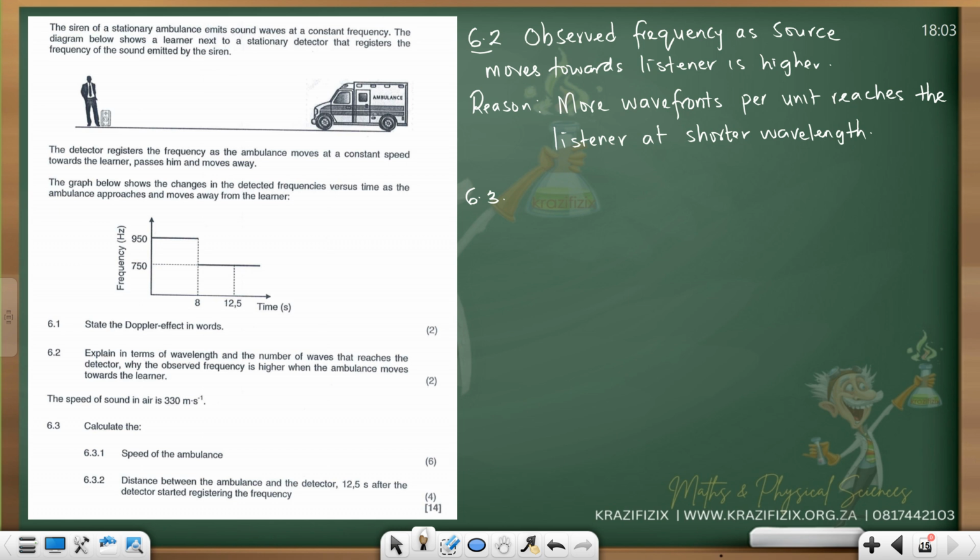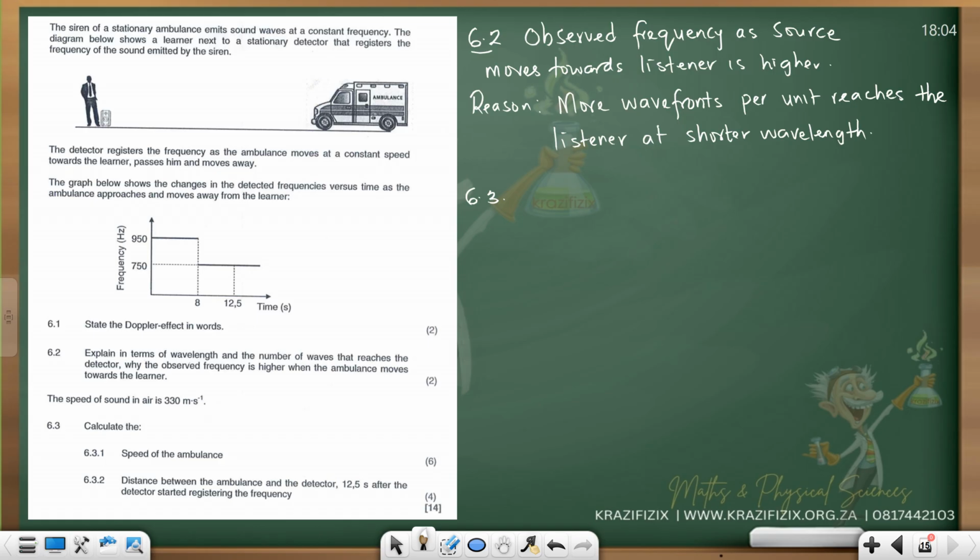The speed of sound in air is 330. Calculate the speed of the ambulance. I love this one. 6 marks. I want us to go back and read. The siren of a stationary ambulance emits sound wave at constant frequency. Do we know the frequency? We don't know. All right.